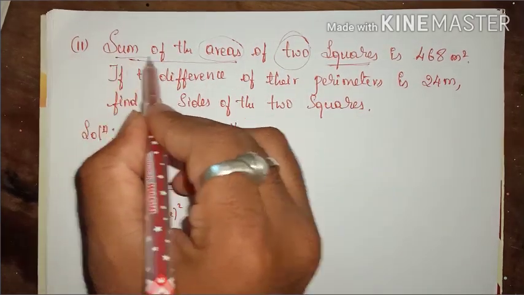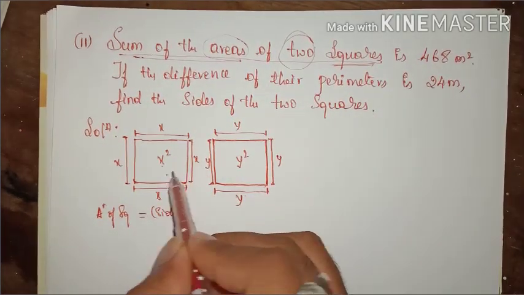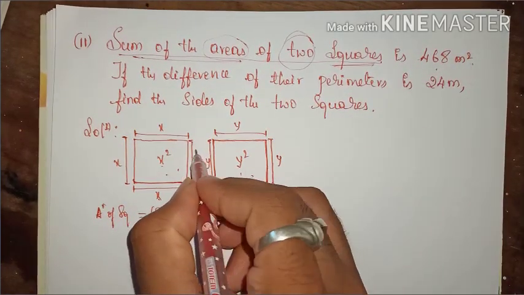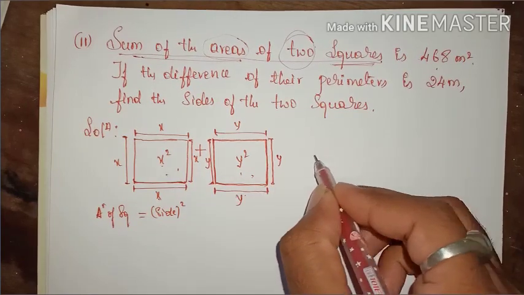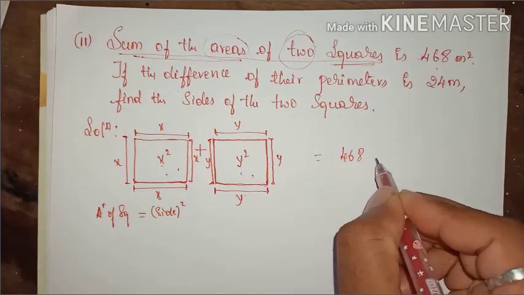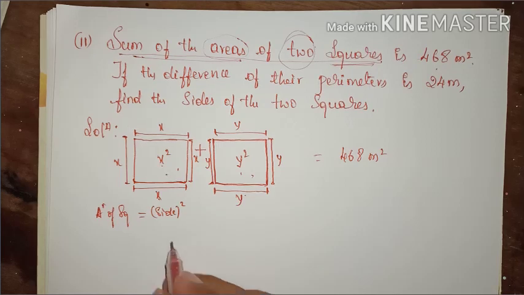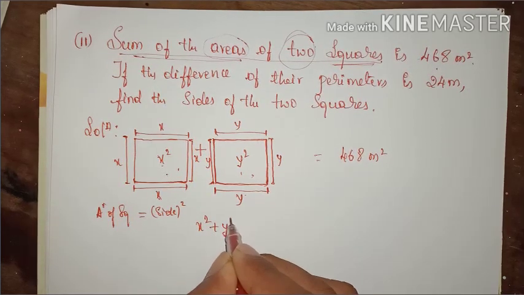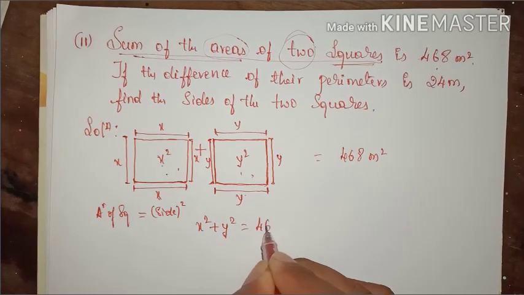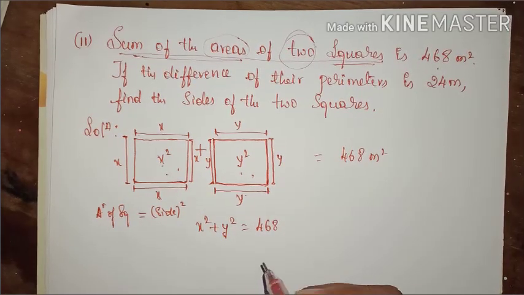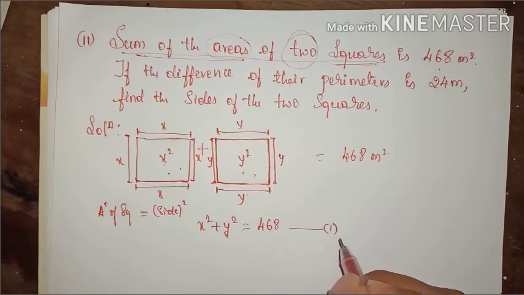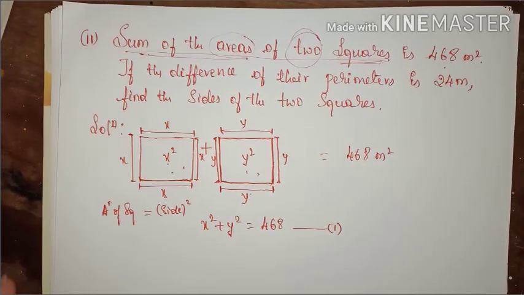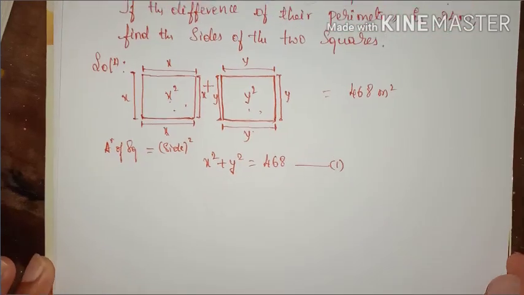So by the question I come to know that the sum of these two areas is 468 meter square. Then I can write this as x square plus y square equals 468. Let me take this as equation number 1. Understood? Now let's go to the next statement.